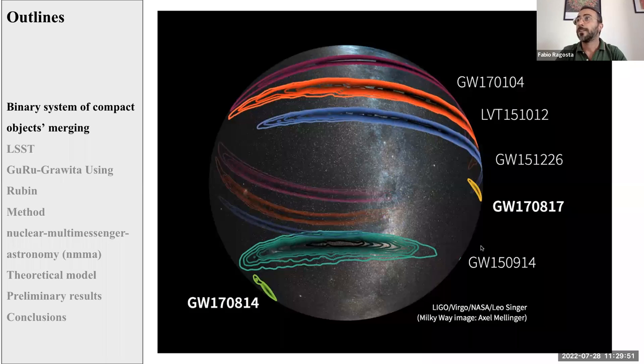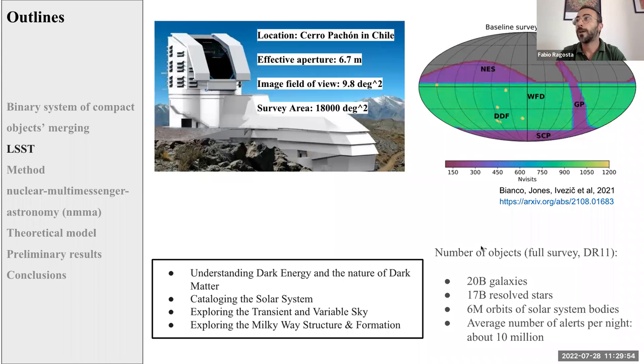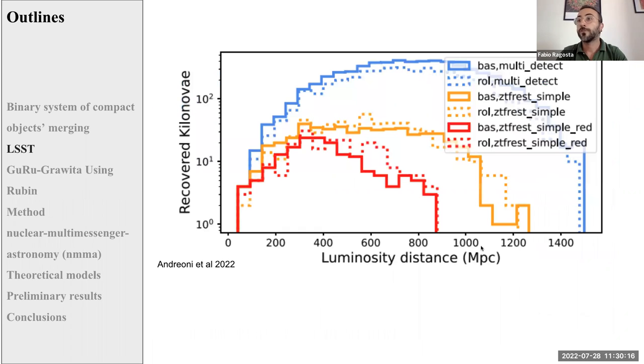But LSST is expected to do that, thanks to its very wide field of view and the possibility to browse the entire southern sky almost every 3 days. It is also expected to gather an enormous number of detections, which will allow us to detect fast transients such as kilonovae. A work from Igor Andreoni et al. 2022 shows that with LSST, we will be able to detect kilonovae up to an enormous distance.